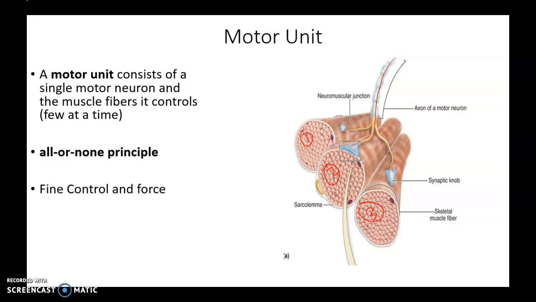However, if I want to generate a larger force, for example, if I am picking up a suitcase at an airport, I need a lot of force, so I will activate a lot of the motor units. Okay, if you have any further question on this, feel free to email me or participate in the class discussion board. Okay.